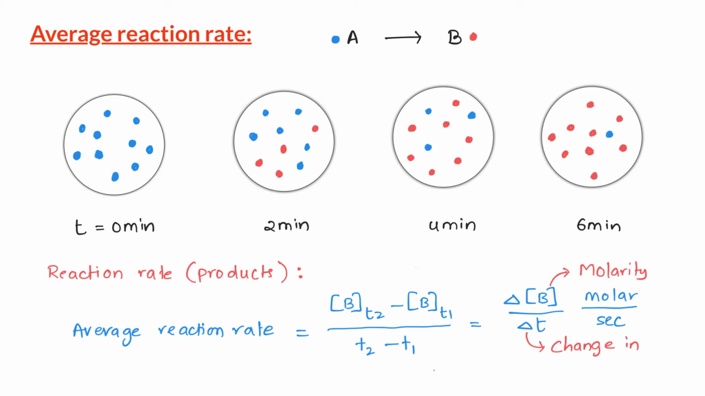For example, the average rate of appearance of B in the first 2-minute interval is the concentration of B at 2 minutes. We have 4 molecules of B. Let's assume this as concentration, minus the concentration of B at time 0 minutes, that is 0 molar, divided by 2 minutes minus 0 minutes. This is the rate at which the product B appears in the reaction.